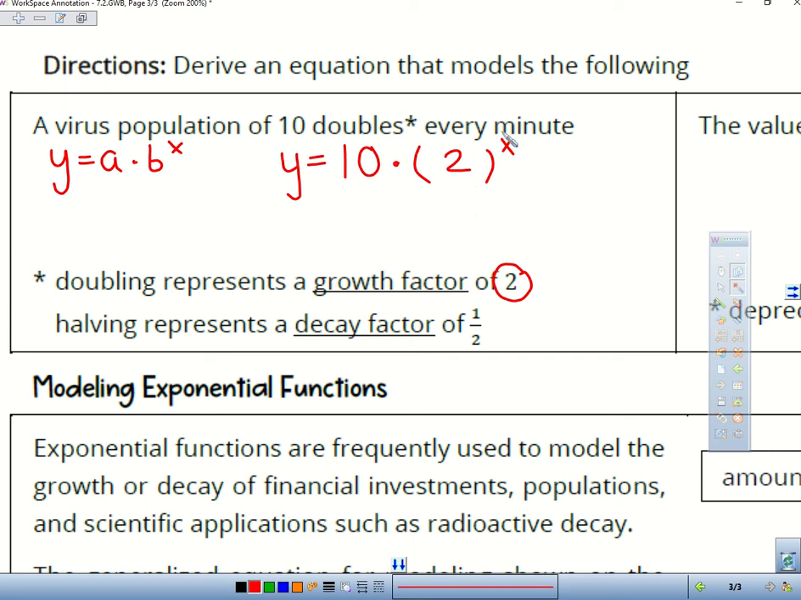And then what you plug in is minutes, so if you, after 15 minutes, plug that in, see how many are left. Alright.